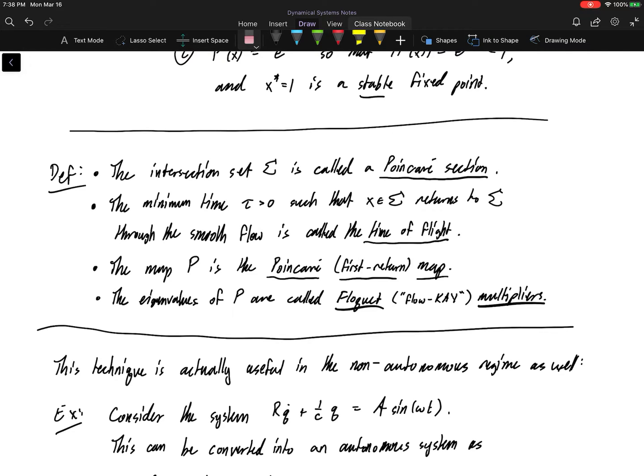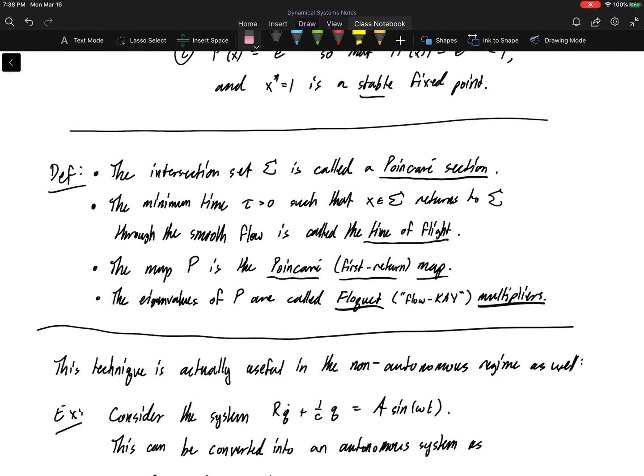But let's see. The minimum time that it takes for x in sigma to return to sigma through the smooth flow is called the time of flight. In this case, tau was equal to 2 pi. It's how long it took us to take a trajectory and map it from the x-axis all the way around the origin and back to the x-axis. So it took us 2 pi units to do that.